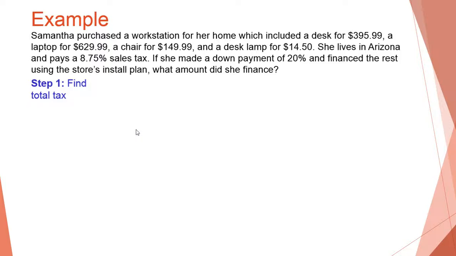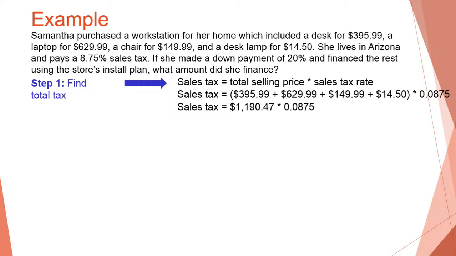This one's a little bit different than the one we did before, but you should be familiar with finding the tax because you learned that in the previous lessons. So add up all the items, and multiply by the sales tax rate. So when we add up all the items, we get $1,190.47. Multiply that by the tax rate of 0.0875, giving us the sales tax of $104.17.